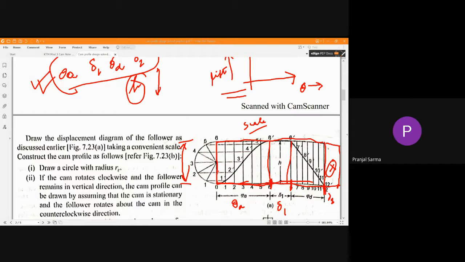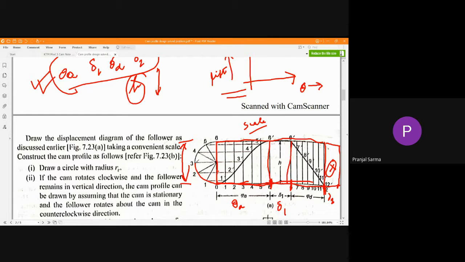After this one, I hope it's clear. Now the stroke is with what motion? SHM. So now, for drawing the SHM, how to do it? If you recall, this particular lift value we are going to consider as the diameter, and we are going to draw the semicircle here.